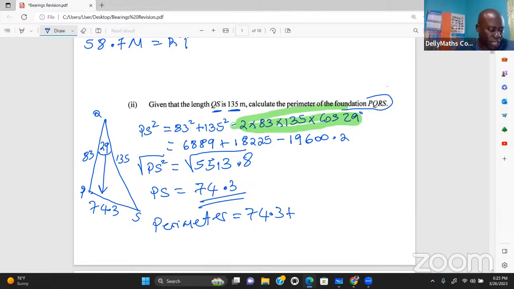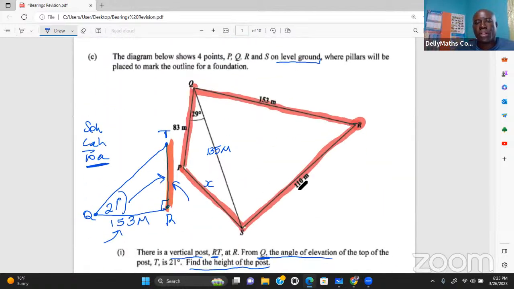So let us go back for those measurements that we had before. So we could take a quick look at the measurements that we had before. There was a 153, there was a 110, and there was also an 83. So what am I referring to? I'm referring to these sides, 153, 83. This is now 74.3, and the 110. The distance along the boundary, do not mix it up with this. This is not a part of the perimeter, right?